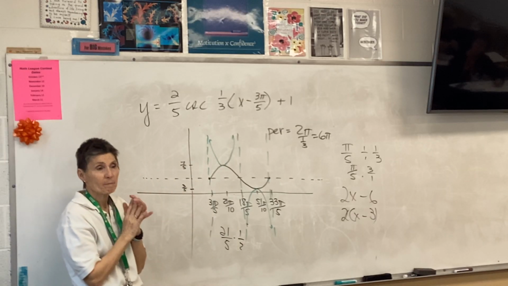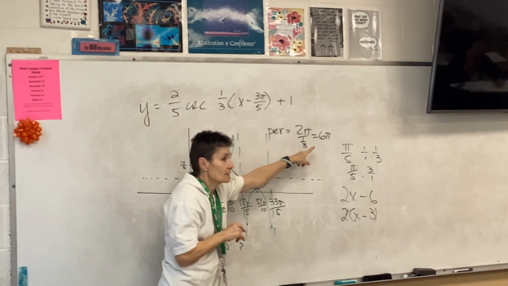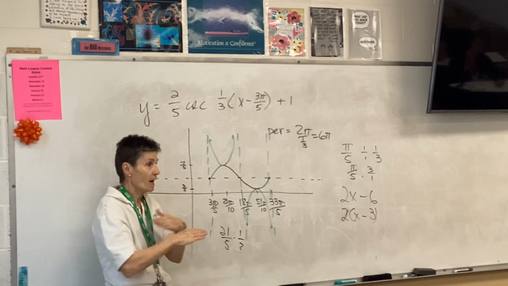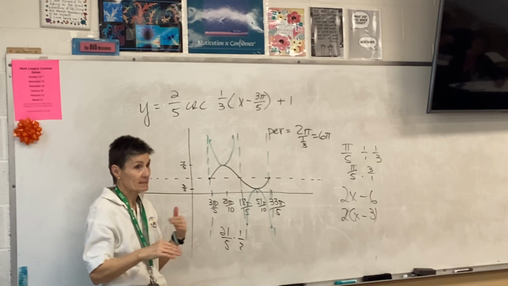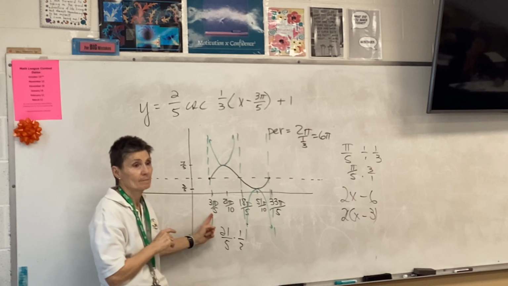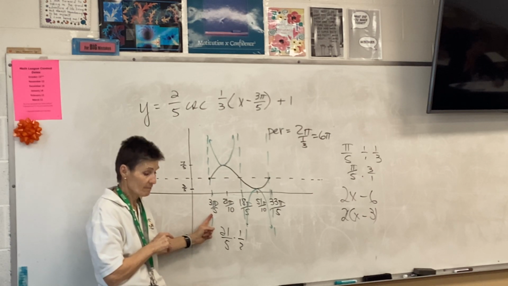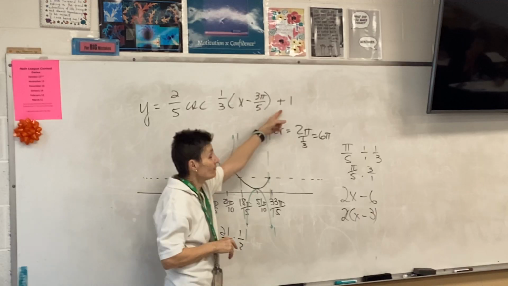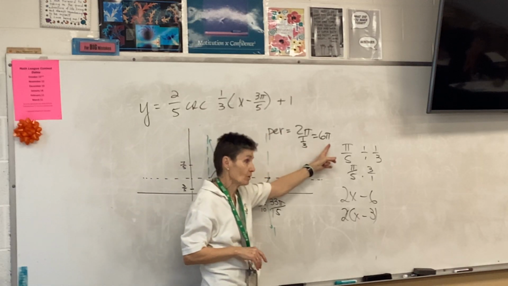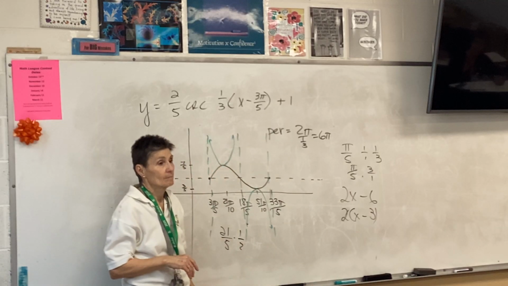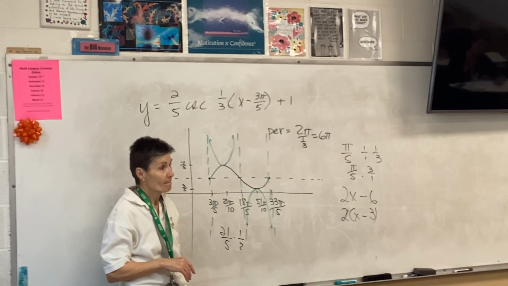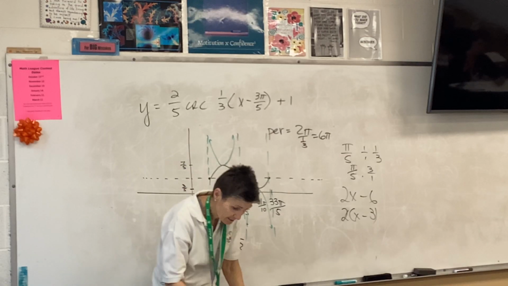What is the period? 6 pi. What is the amplitude? None. Remember, it's a cosecant. What is the phase shift? 3 pi over 5. What is the vertical shift? 1. And my frequency is 1 over 6 pi. Okay? All right. Now, let's pause there.